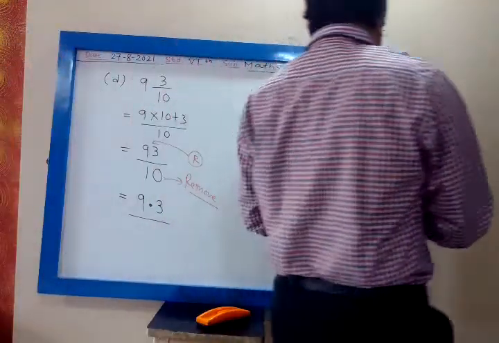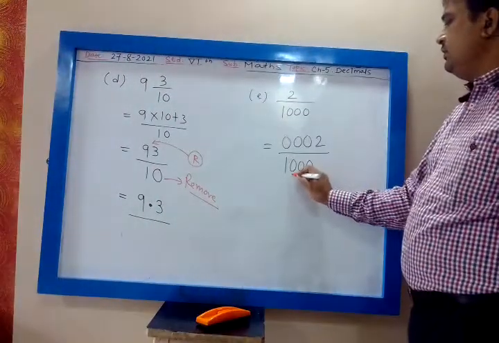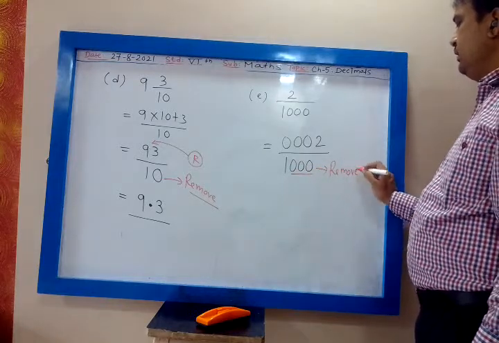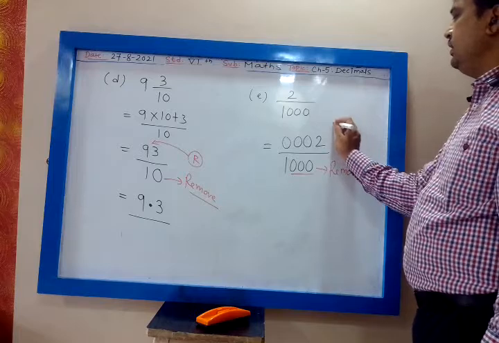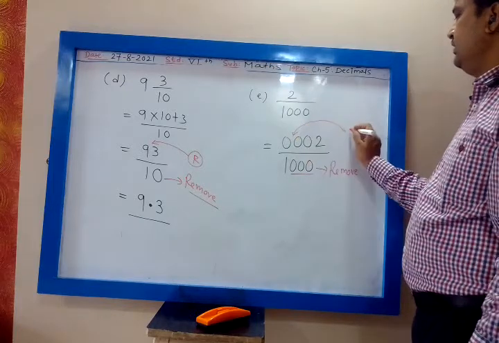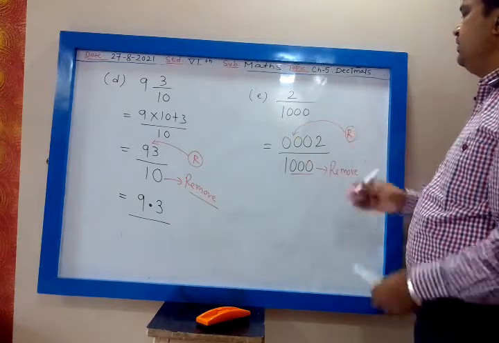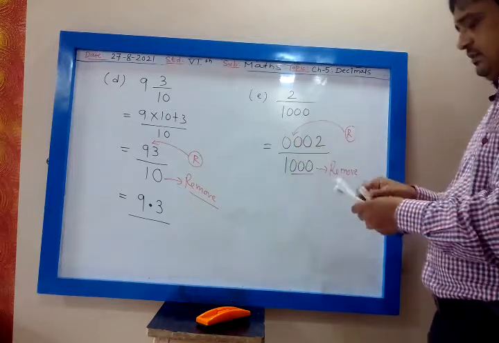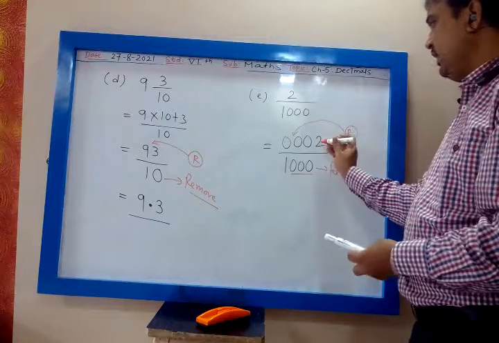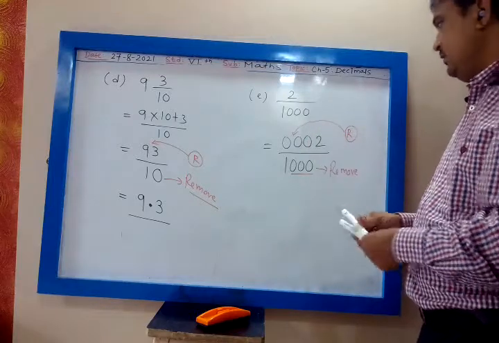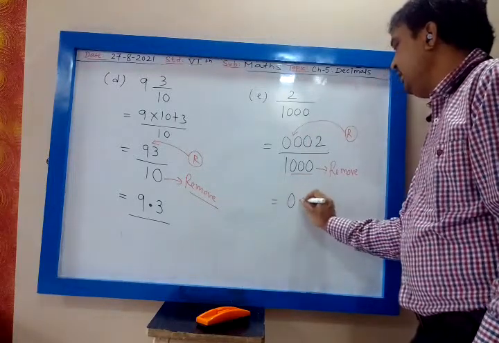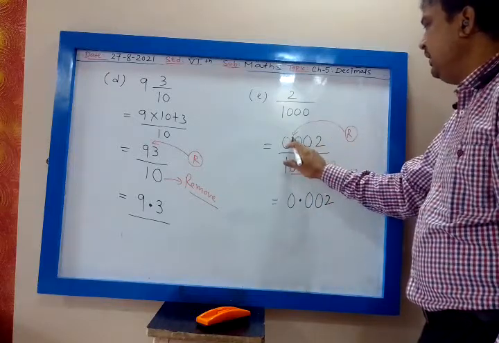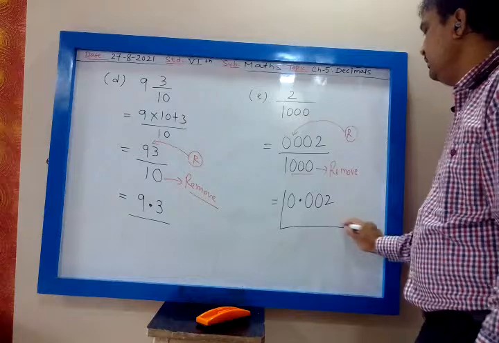Now we want to place the decimal. In the denominator there are how many zeros? 3 zeros, so I have to remove 3 zeros. When you remove 3 zeros, in the numerator you have to place the decimal after 3 digits from the right side. So 1 2 3, place the decimal. The answer is 0.002.